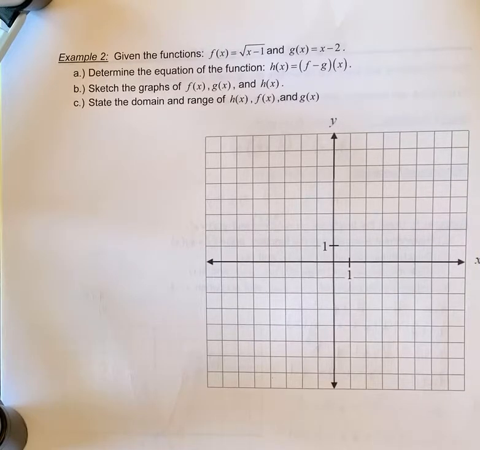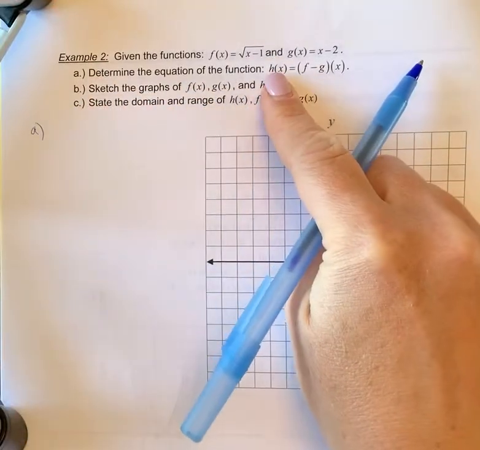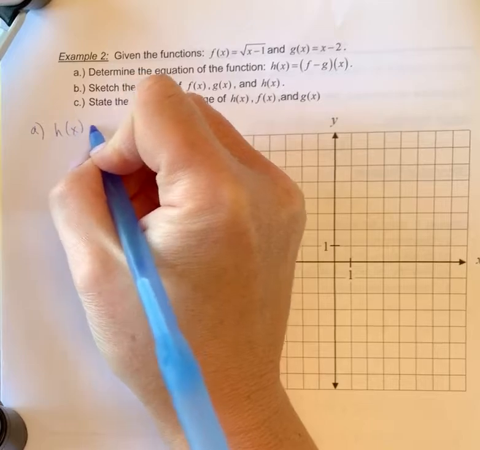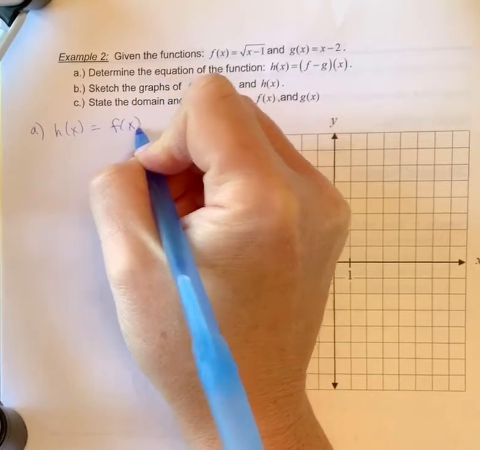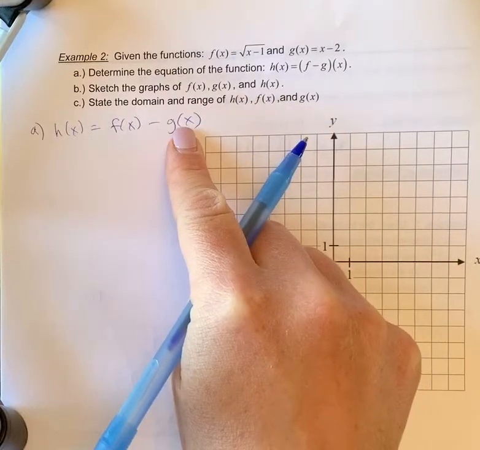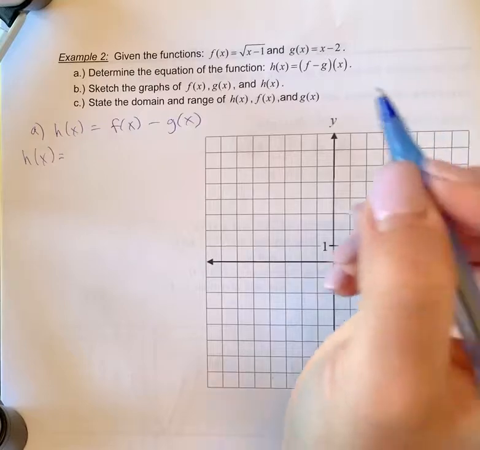Example 2, given the functions f of x is equal to the square root of x minus 1 and g of x is equal to x minus 2. In A, we're going to determine the equation of the function h of x by subtracting. So h of x is going to be the f of x graph minus the g of x graph. So f minus g of x, I like to write it this way so I can visualize my equation.